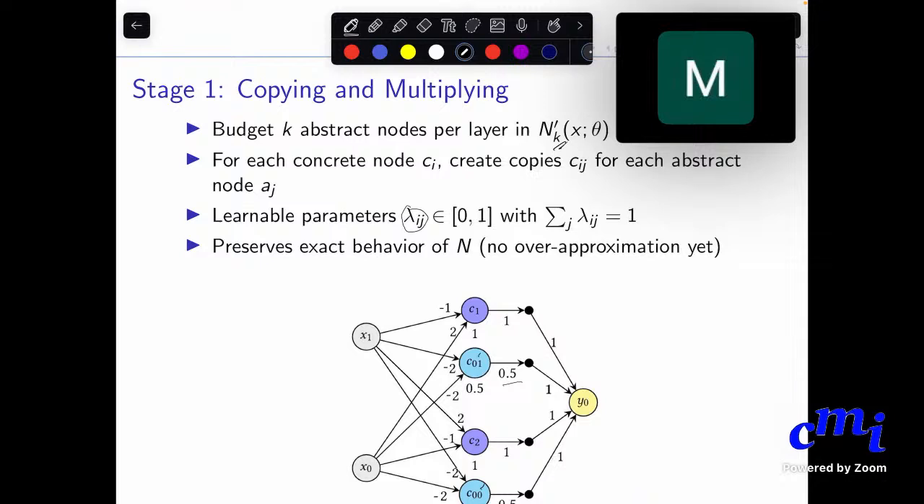The reason I'm getting confused is the number K of abstract nodes per layer. That will give exactly K, so this will give the number of abstract nodes too. Because it is K abstract nodes per layer, and the original network has a fixed number of layers, you know how many abstract nodes there are.